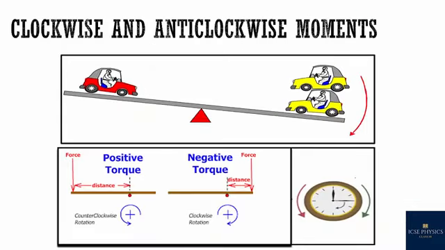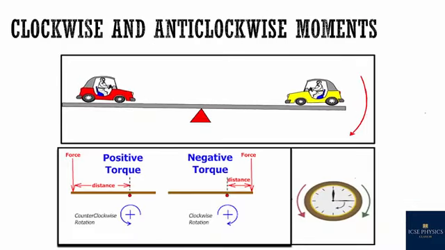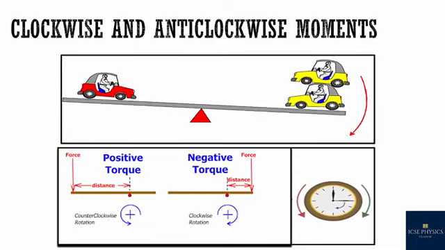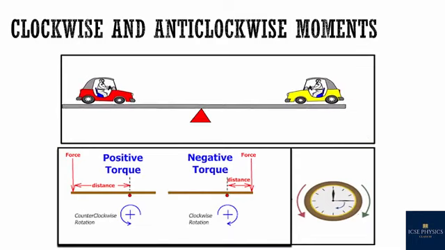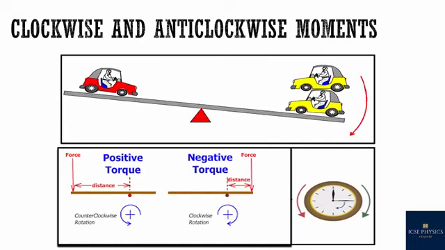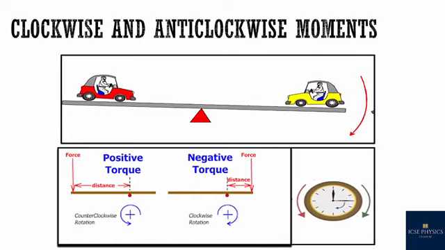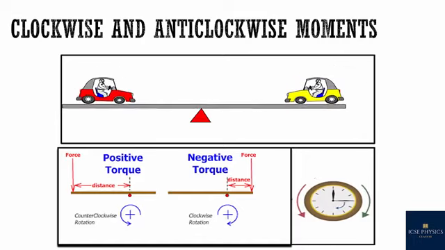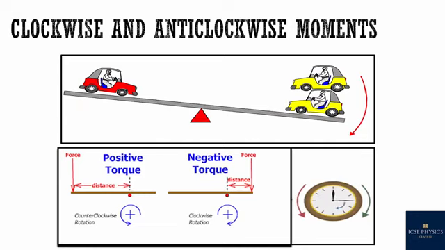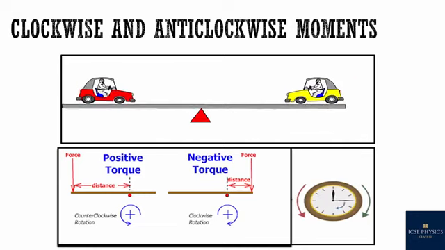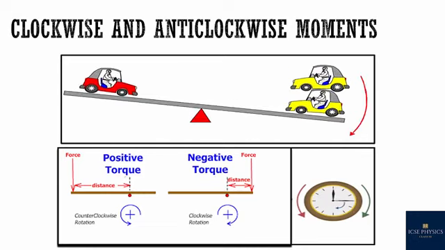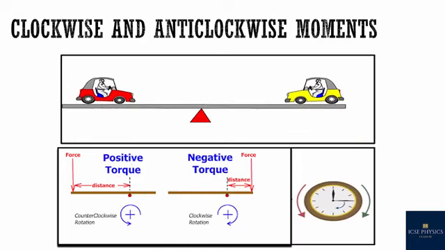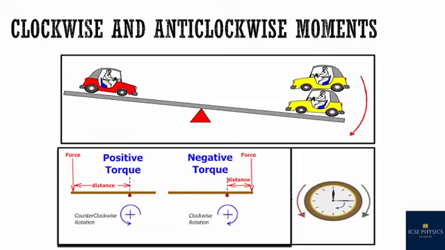Now what is clockwise and anti-clockwise moment? As you can see, if the rotation is in this direction, in the clock direction, then it is clockwise moment. And if the direction is opposite, then it is known as anti-clockwise moment. If the direction is clockwise, then it is a negative torque or negative moment. And if it is anti-clockwise, then it is a positive torque or positive moment.